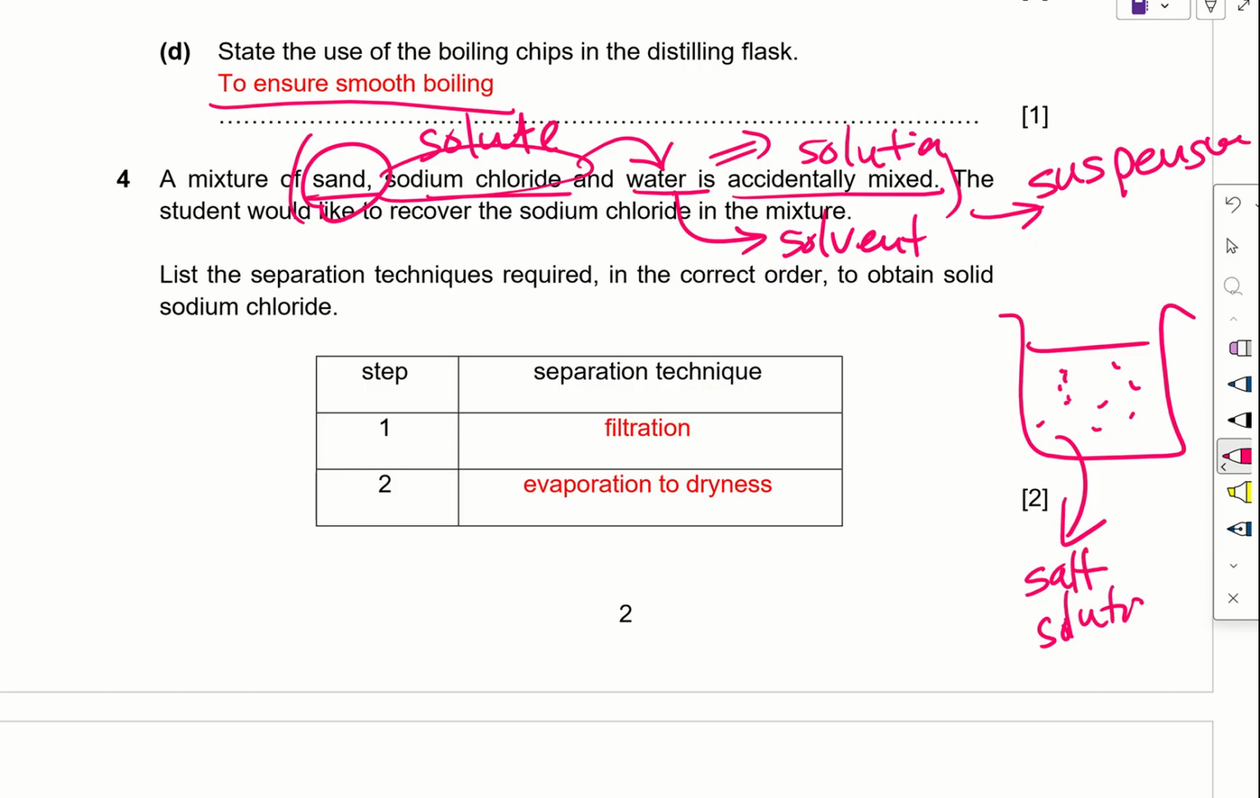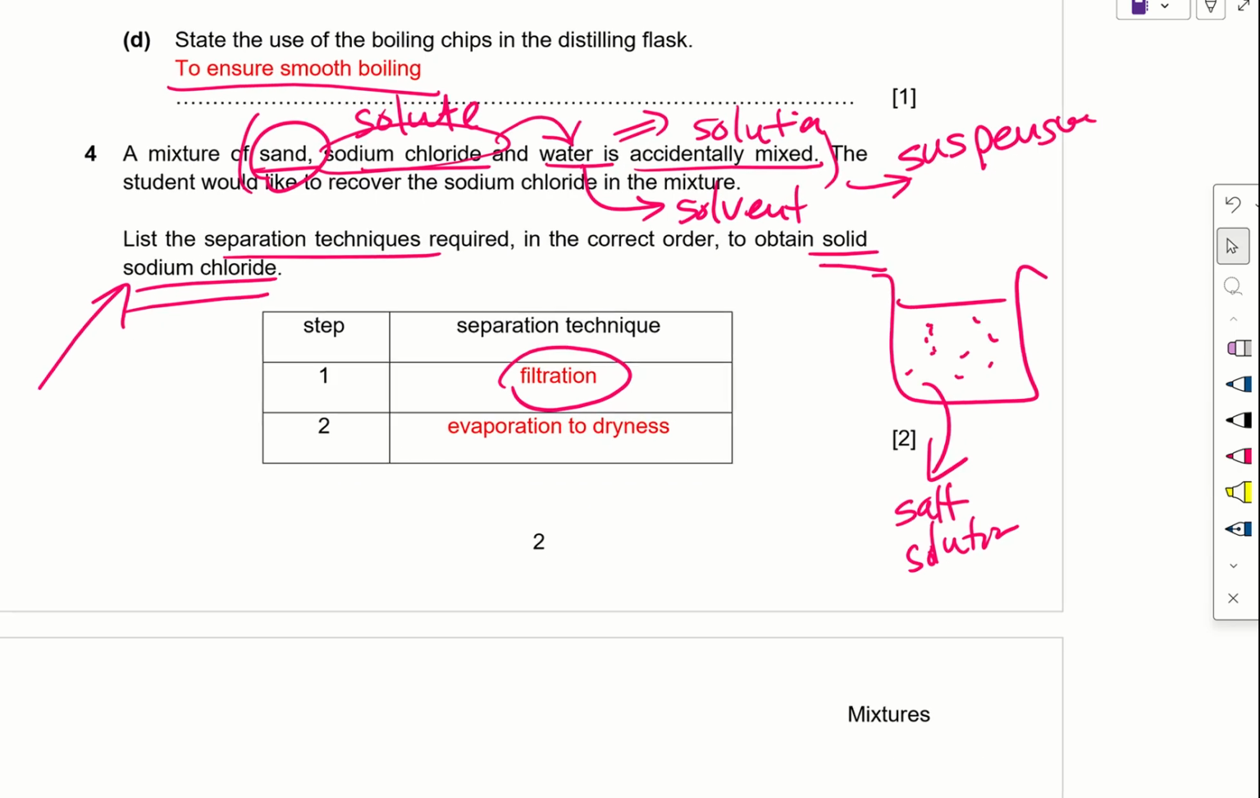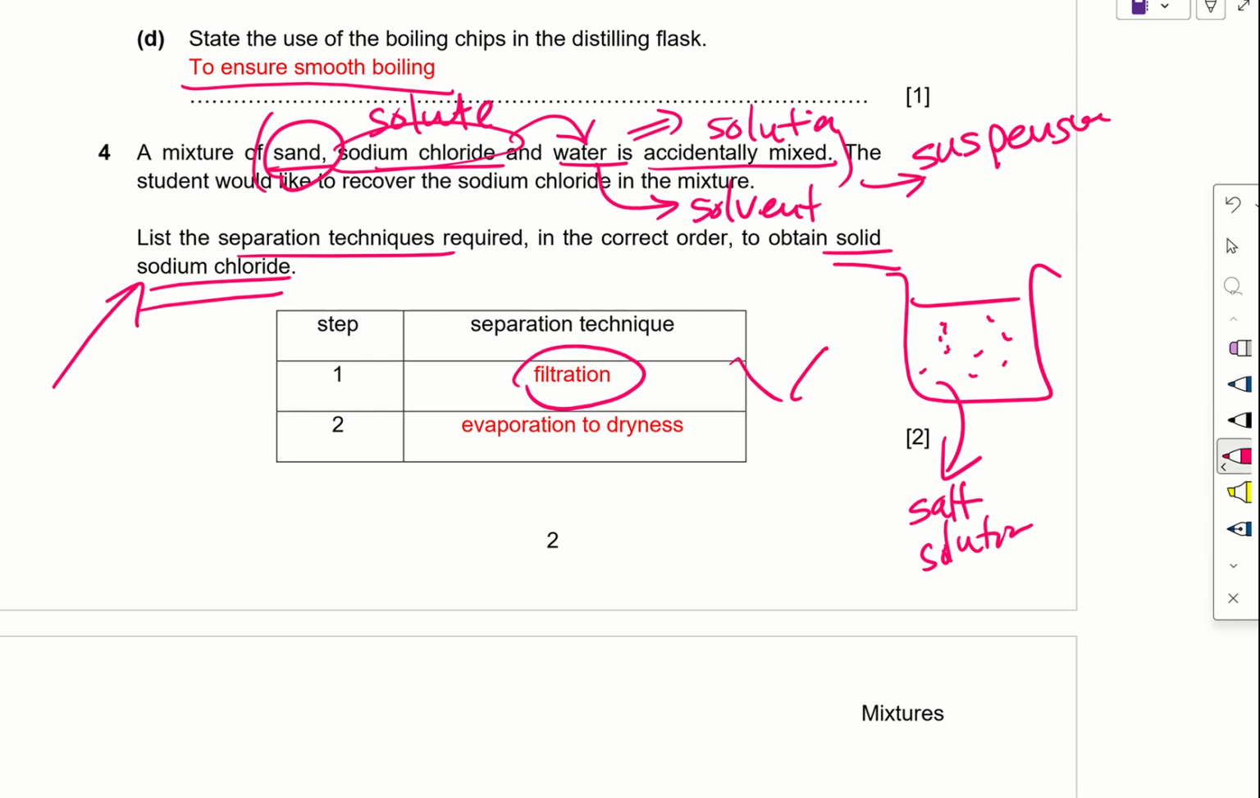Okay, so list the separation techniques required in the correct order to obtain solid sodium chloride. What do we want? We want to get sodium chloride. So the first step is filtration. Why are we doing filtration? So be prepared to be able to draw the filtration setup. So we have filter funnel, we have filter paper, right? We have a conical flask just for it to rest on. So what will be left behind is the filtrate. And these are for those things that cannot dissolve, right?